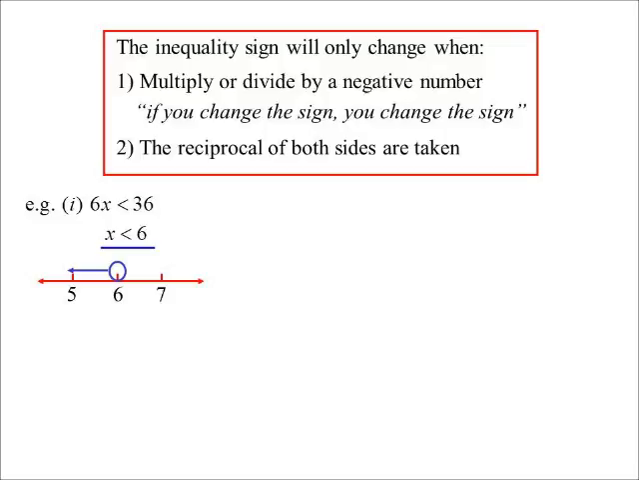If the boundary is included, we colour it in. Or we make it a solid line in the case of regions in the plane. In this case, the boundary is not included, so I leave it as a circle. And then we simply draw an arrow to indicate where we are.